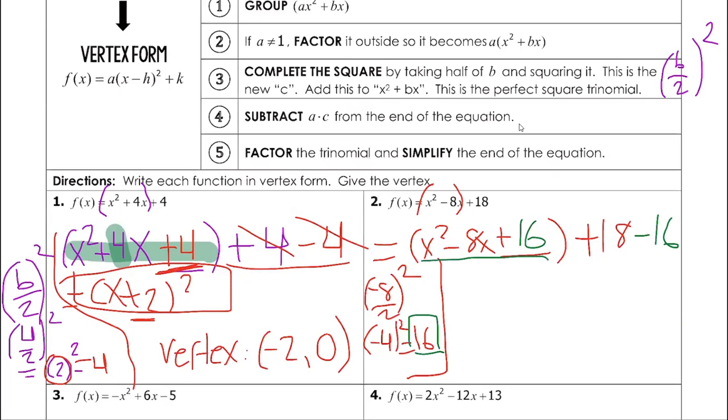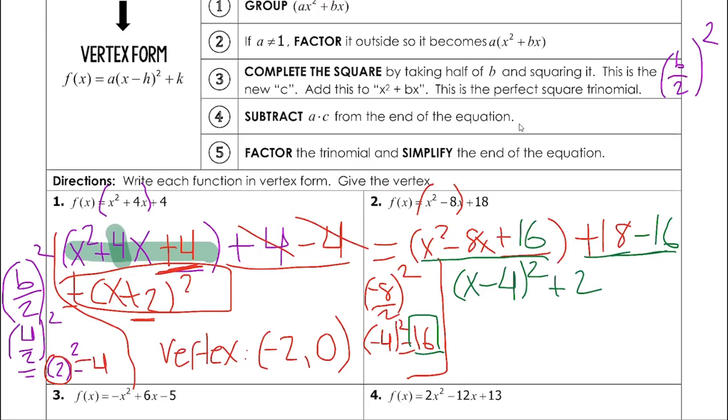So now we can factor this. What would multiply to 16 and add up to negative 8? Or really, it would be x minus 4 squared. And then we can combine our constants. So 18 minus 16 would be positive 2.